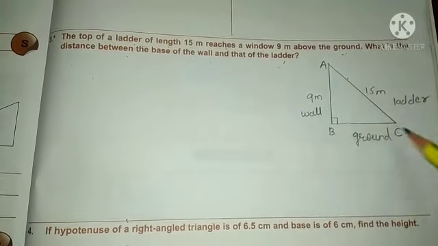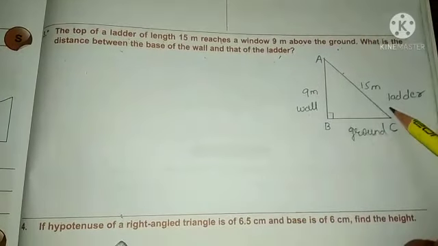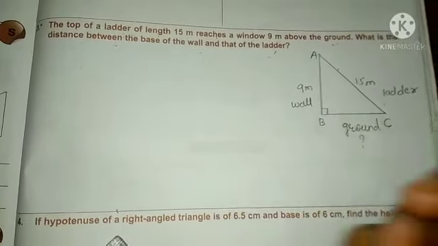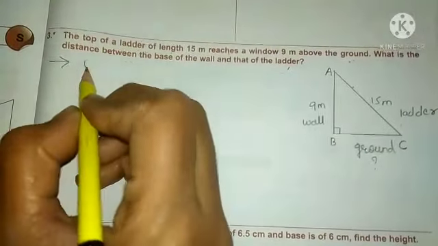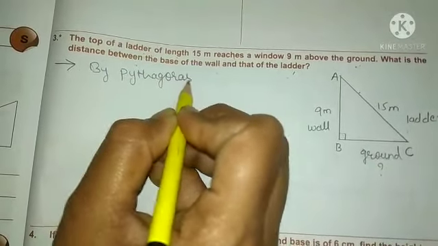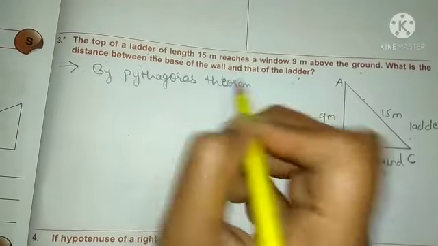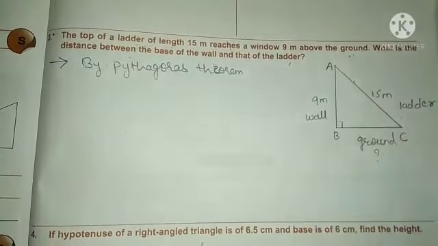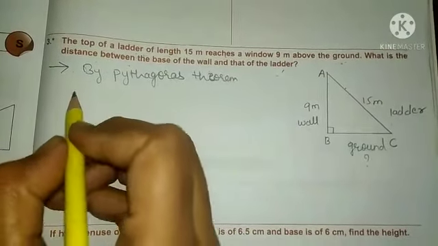Now see, ABC is given. Clear? So AB, the wall, will be your height, the ground will be your base, and the ladder will be your hypotenuse. So we have to find out the ground over here. How are we going to find it? By using the Pythagoras theorem. Clear? By the Pythagoras theorem, you have to find out the distance between the wall and the ladder. Clear, everyone? So let's see what your formula will be.